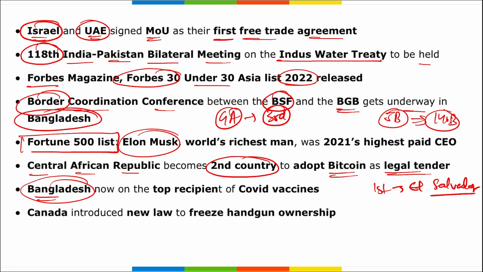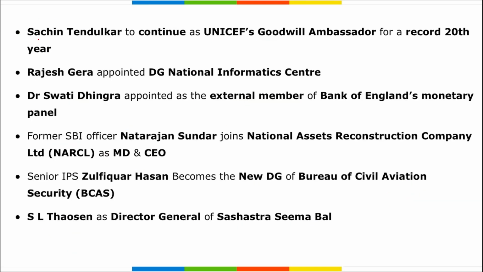Next, Bangladesh, now the top recipient of COVID vaccines. Canada introduced new law to freeze handgun ownership. Also in Canada, the limit on the number of hours that a student can work has now been suspended. So the students who are doing part-time jobs can work any number of hours without any restrictions. Next, Sachin Tendulkar, he will continue to be the UNICEF's Goodwill Ambassador for the record 20th year.